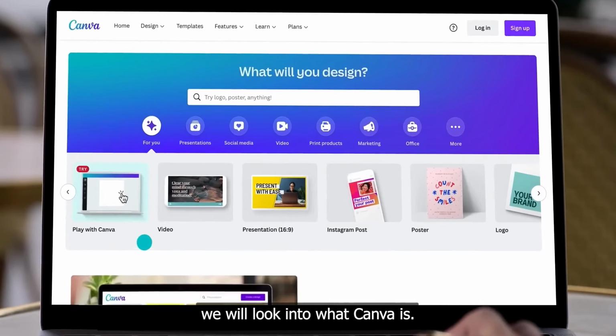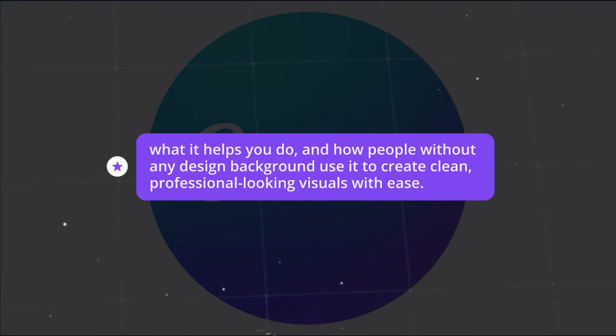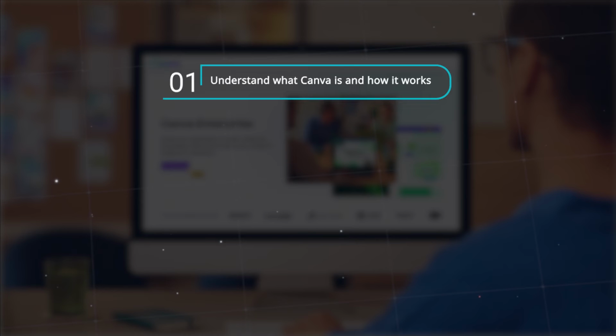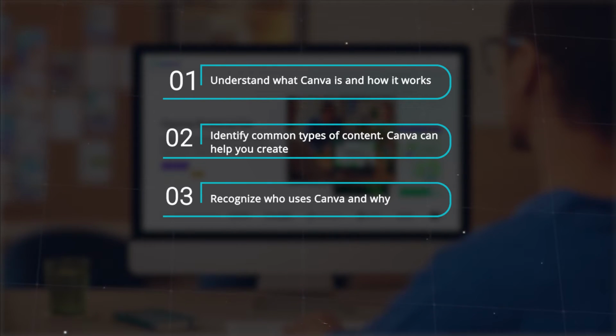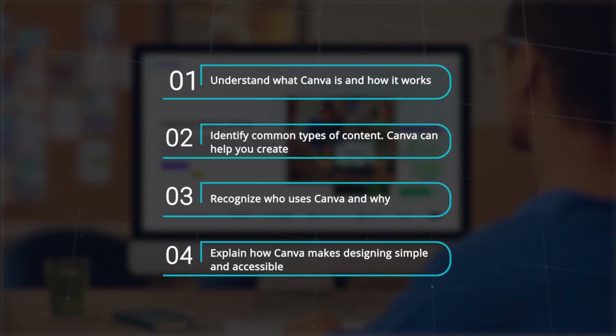In this lecture, we will look into what Canva is, what it helps you do, and how people without any design background use it to create clean, professional looking visuals with ease. Objectives of the lecture. By the end of this lecture, you will be able to understand what Canva is and how it works, identify common types of content Canva can help you create, recognize who uses Canva and why, and explain how Canva makes designing simple and accessible.